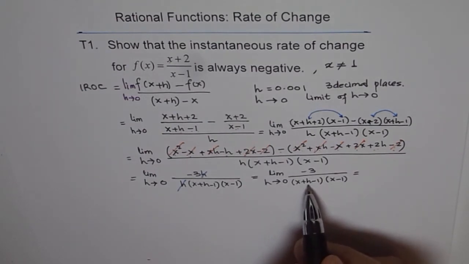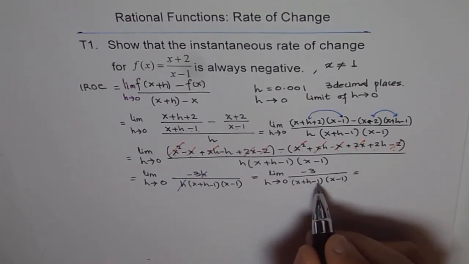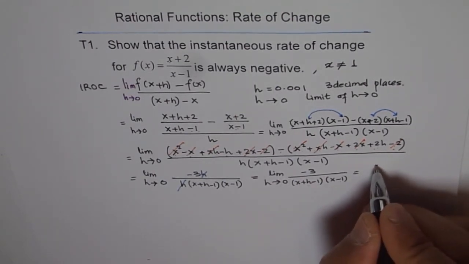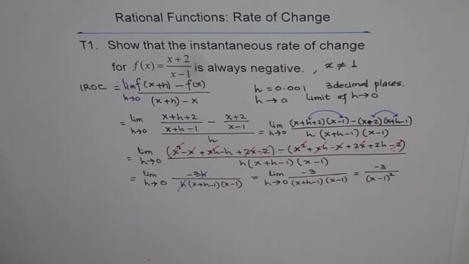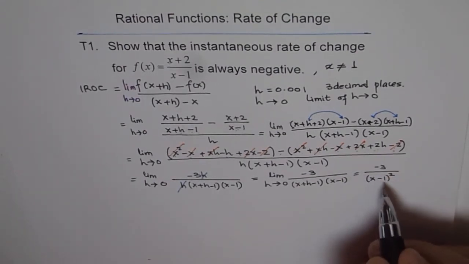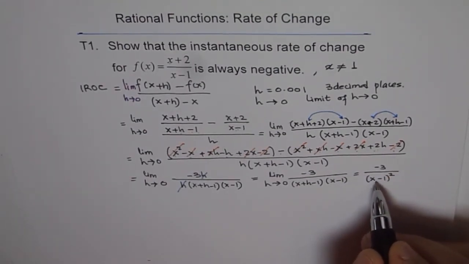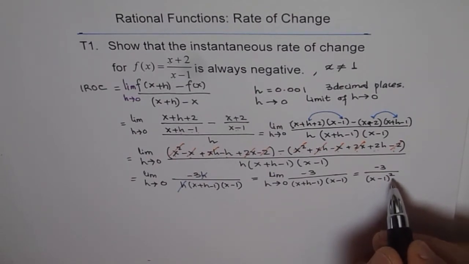Now we can plug in h almost 0, right? So we can just forget about it, or plug in 0. So we get what? In the denominator, we get x minus 1 times x minus 1. And the numerator, we have minus 3 over x minus 1 whole square. Do you see that? So we get something like minus 3 divided by x minus 1 whole square, correct? Do you see? Denominator will always be positive because it's a square, right?